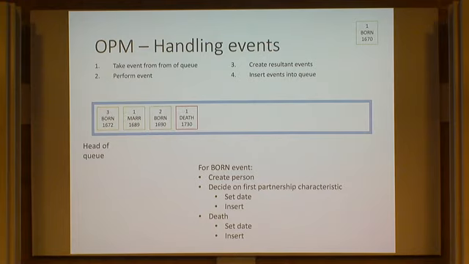And then we've got another born event at the head of the queue, which we're going to take out. We'll insert a marriage event for that person, and then we'll insert a death event for this person. So it's quite an iterative process. You always take the event from the head of the queue, and that always has a couple of resultant actions that we do.